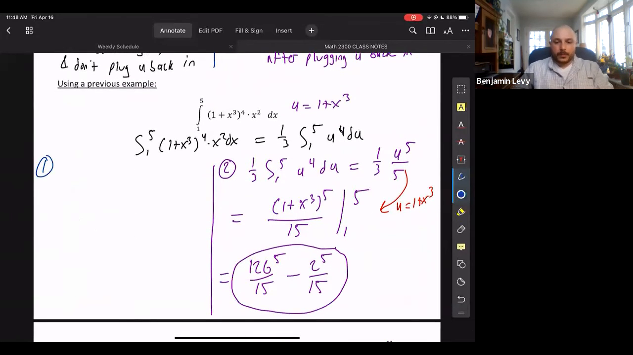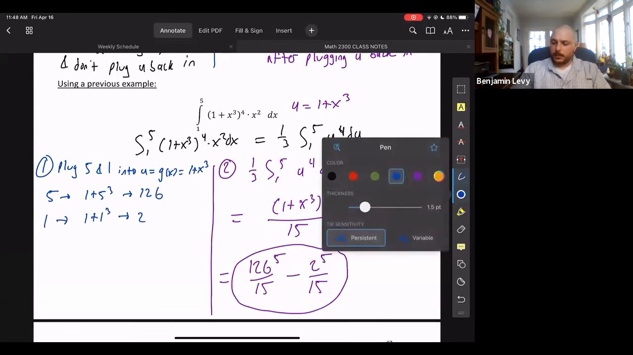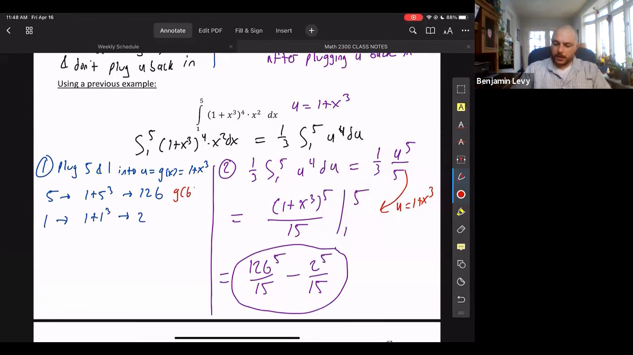We plug 5 and 1, because those are the bounds, into the u function, which in this case is 1 plus x cubed. So 5 would change into 1 plus 5 cubed, which is 126. That's the g of b part. And then the a changes into 1 plus 1 cubed, which is 2. This is g of b, and this is g of a.